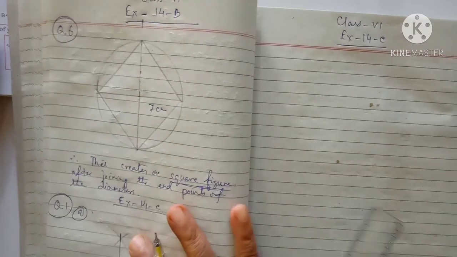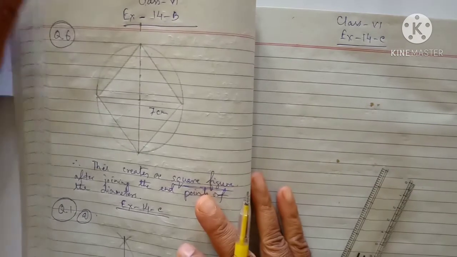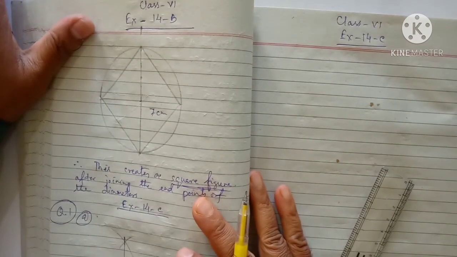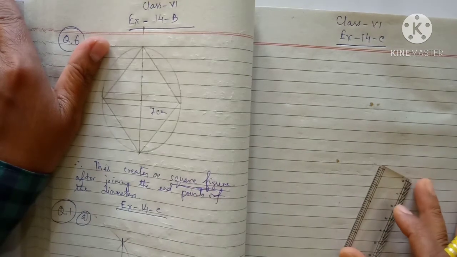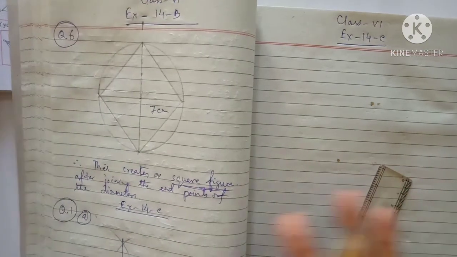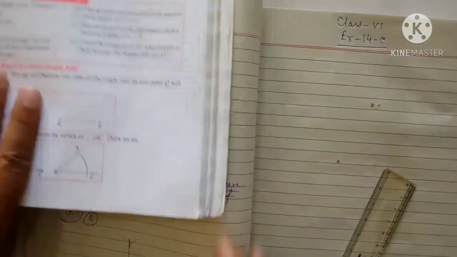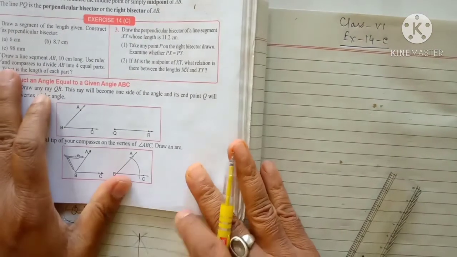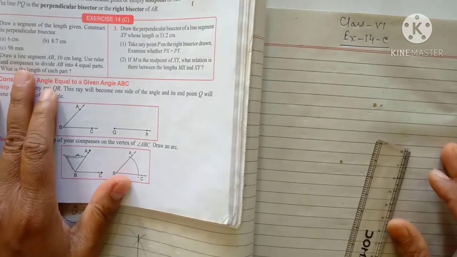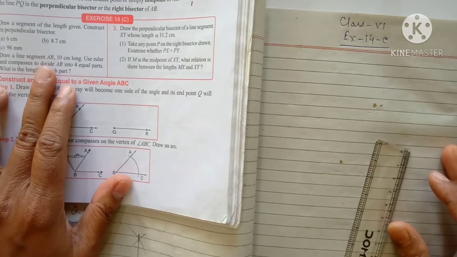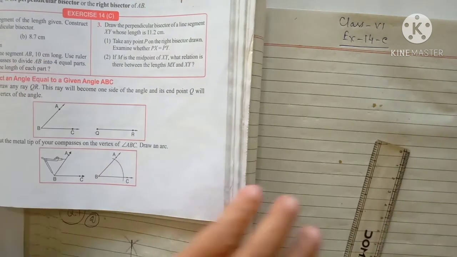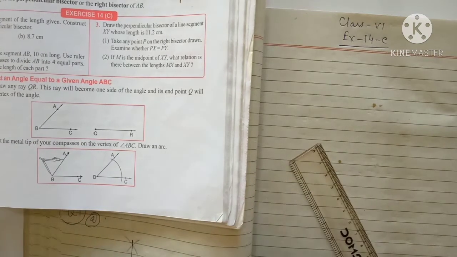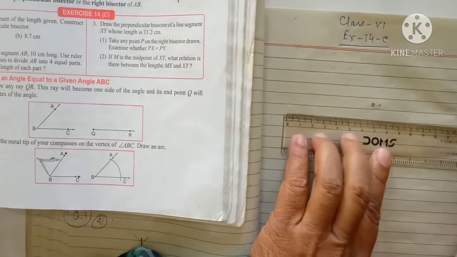Good morning students. Now I will show you from the same chapter, that is practical geometry, question number 2. The exercise number is 14C. First I will read the question, then I will draw the construction. Question number 2 says, draw a line segment AB 10 centimeter long. So first we have to draw the line segment that is 10 centimeter long.